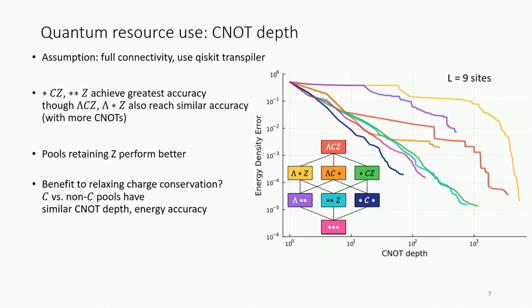And regarding the charge conservation, look at the dark blue and pink pair, as well as the light green and light blue pair. We can see that even though one of each pair relaxes the charge conservation, we find overall that there's a similar CNOT depth and energy accuracy that's achieved by those pools.